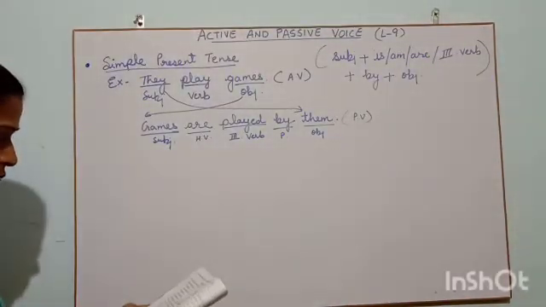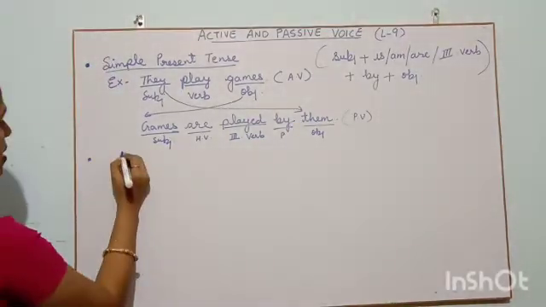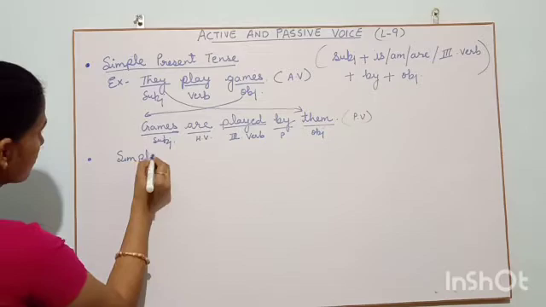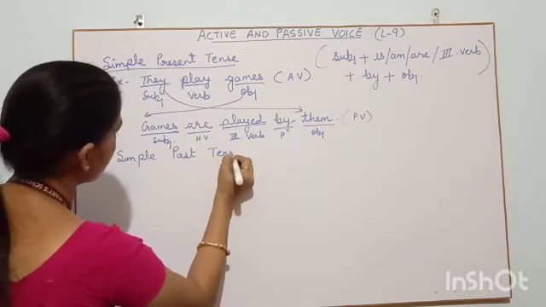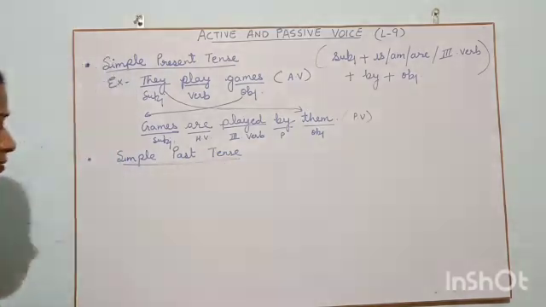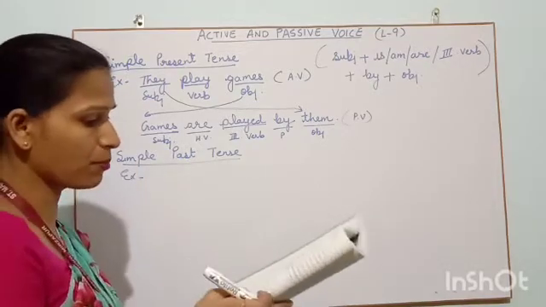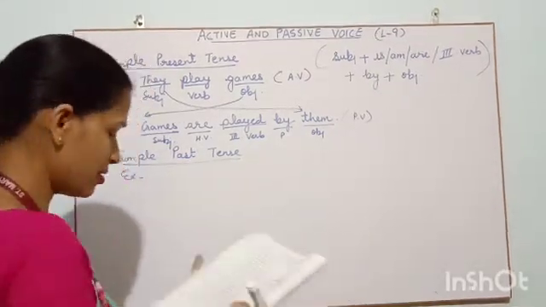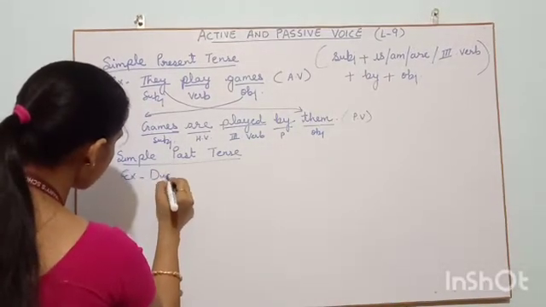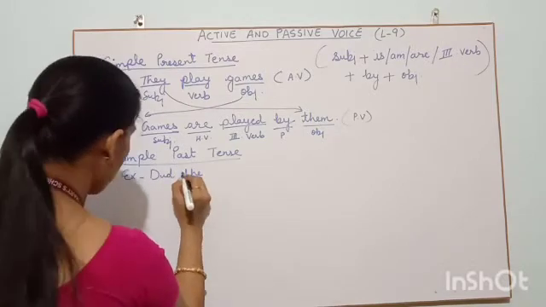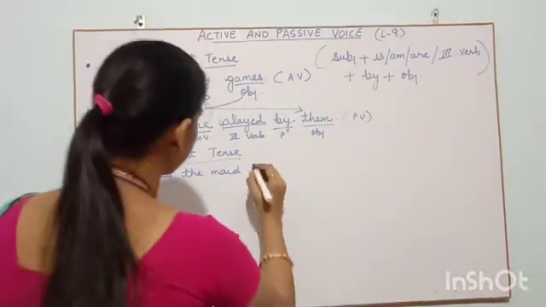Let's do another one. When I am talking about simple past tense, let's write one example. The example I have taken from the book. The second one, I have taken a question from there: "Did the maid break the jug?"